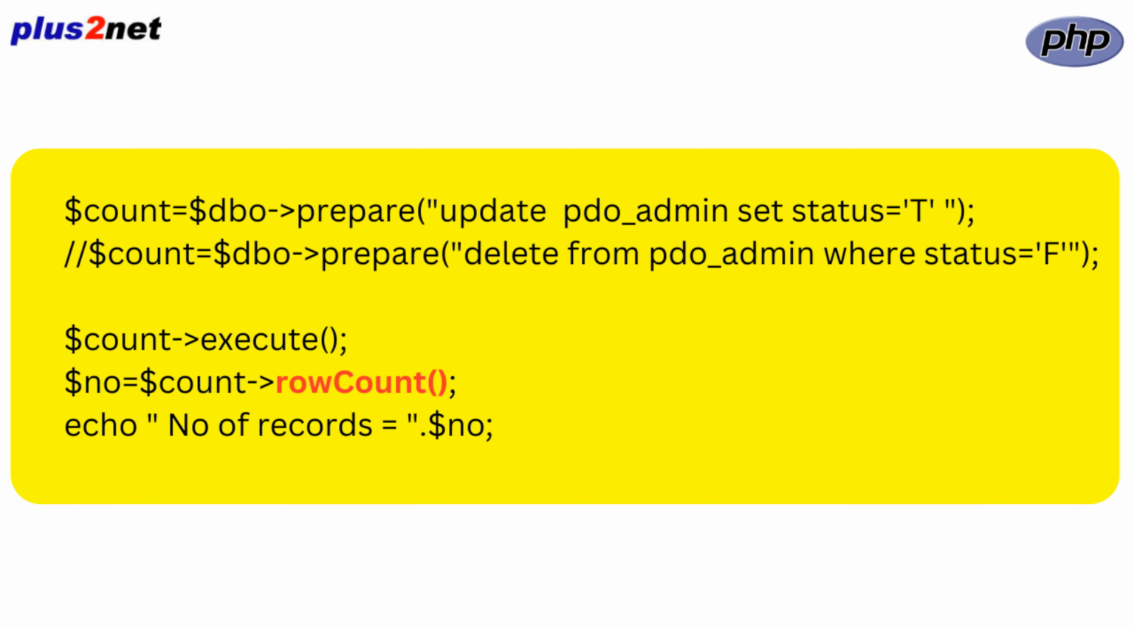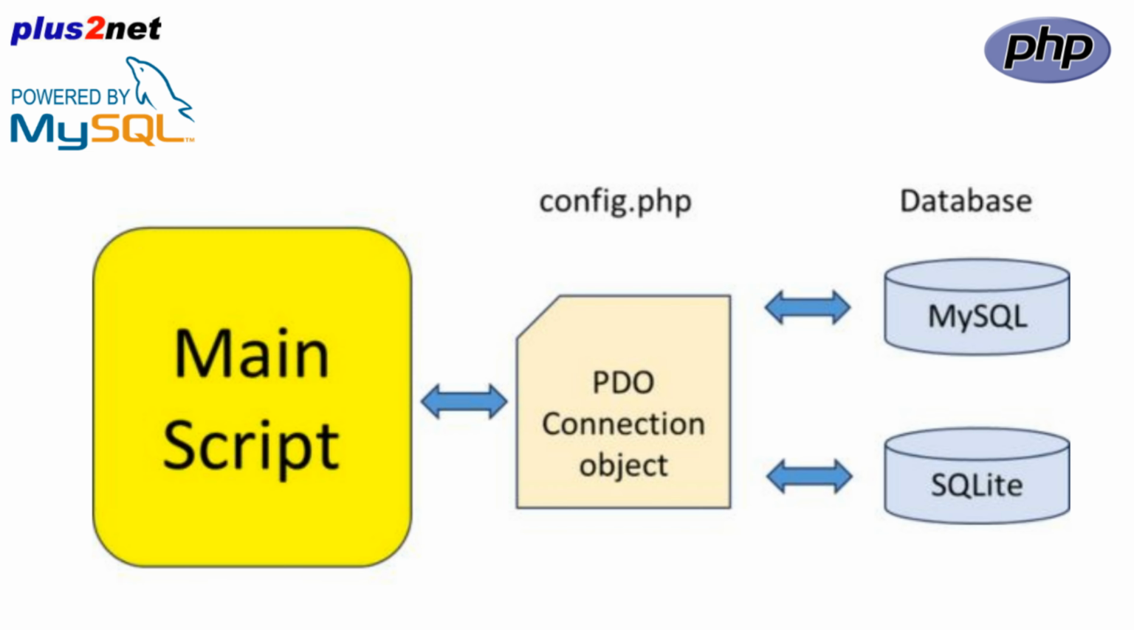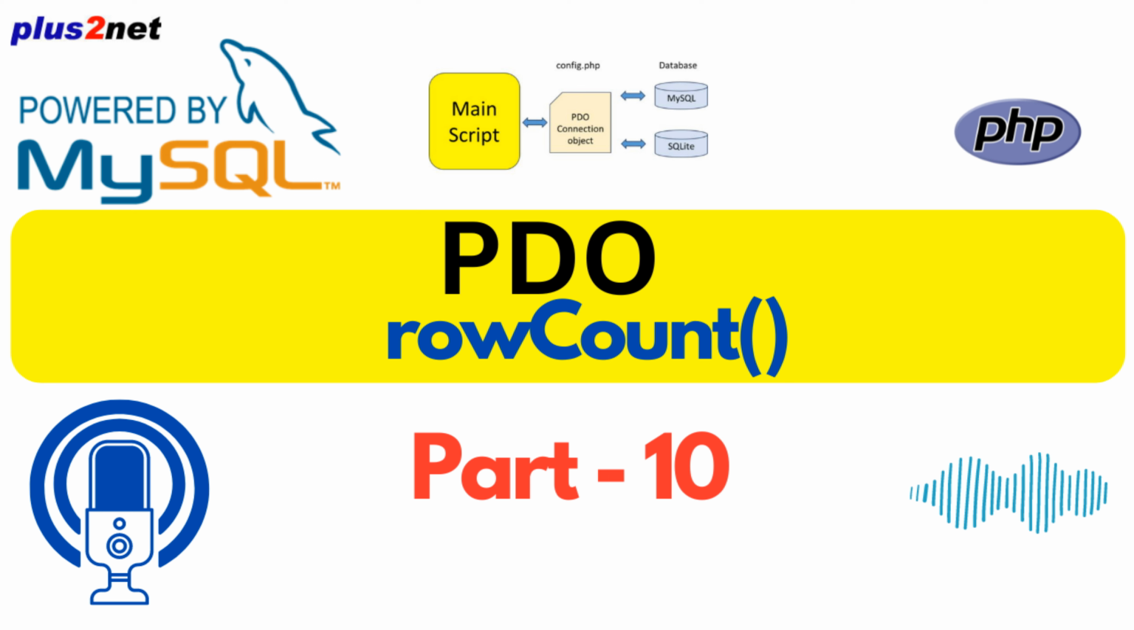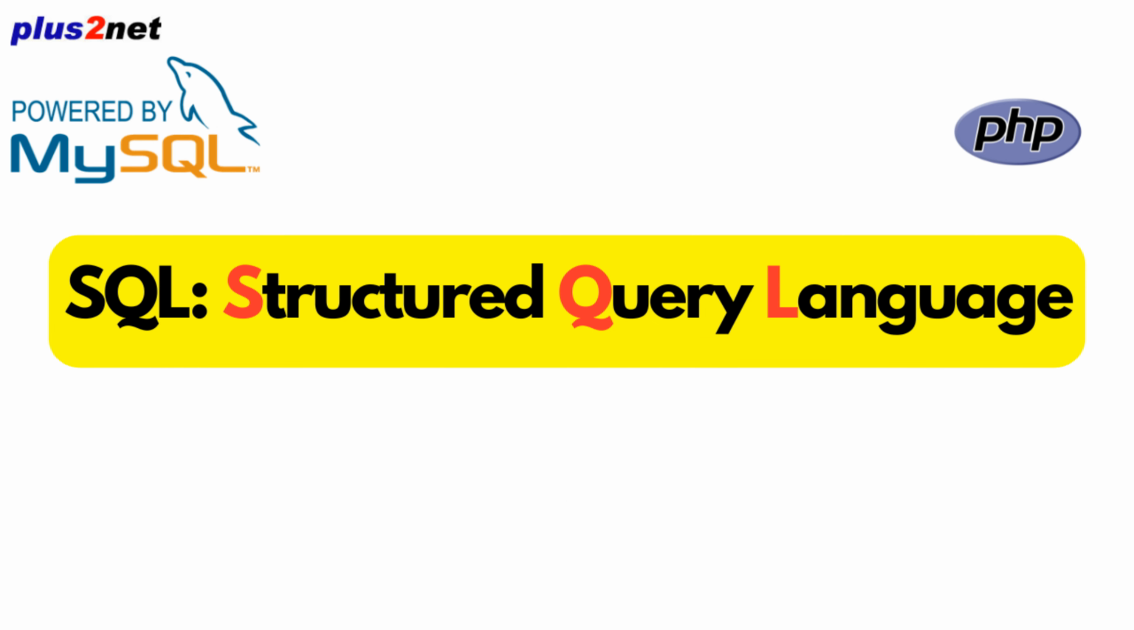or delete. So our friends at plus2net.com gave a great breakdown of this, and one thing they emphasize is this. rowCount is all about actions, not just looking at data. It's like the difference between checking your bank balance and actually making a deposit. One just shows you numbers, the other does something. And this distinction is crucial, especially when it comes to select queries.